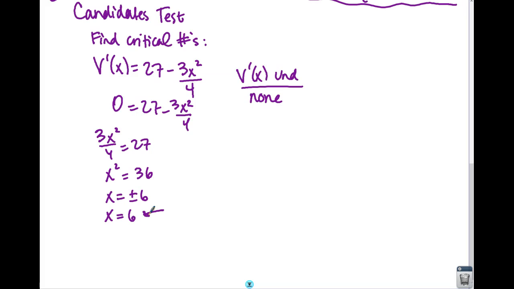So I found my critical number, and it's 6. To use the candidates test, we need endpoints. So we need to think about the box itself. What is the smallest dimension it could possibly be for x versus the largest dimension that it could possibly be? The absolute smallest it could be would be 0, because if you got any smaller than that, you wouldn't actually have a box. So, candidates.